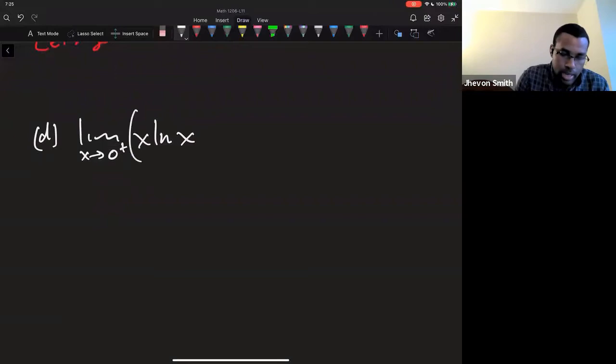Now, because x is approaching 0 from the right, it's always slightly positive, so our logarithm is always going to be defined. You'll always have x greater than 0, getting closer and closer to 0.